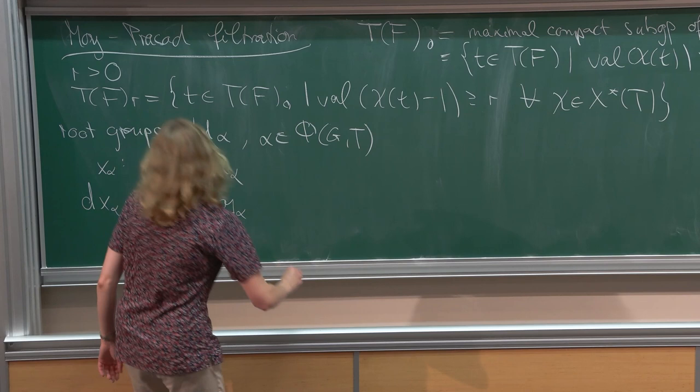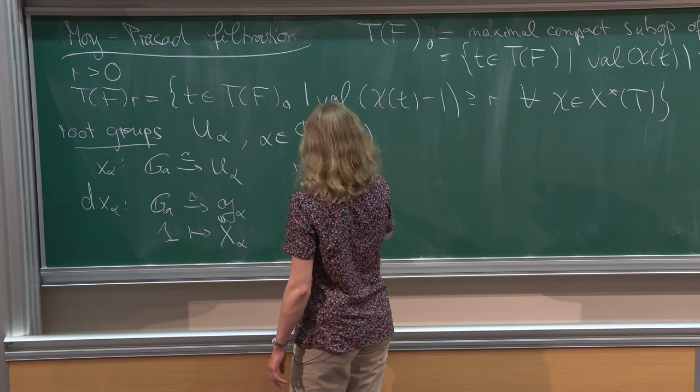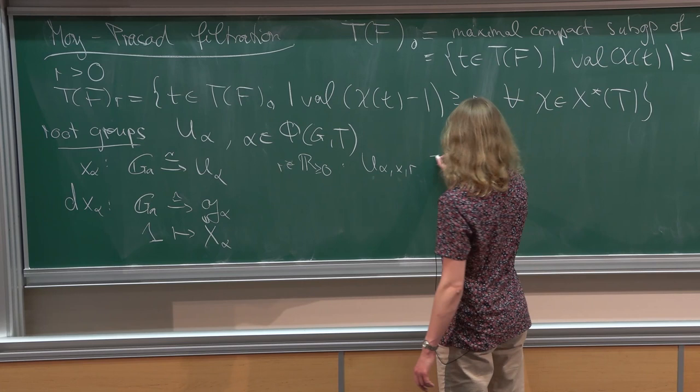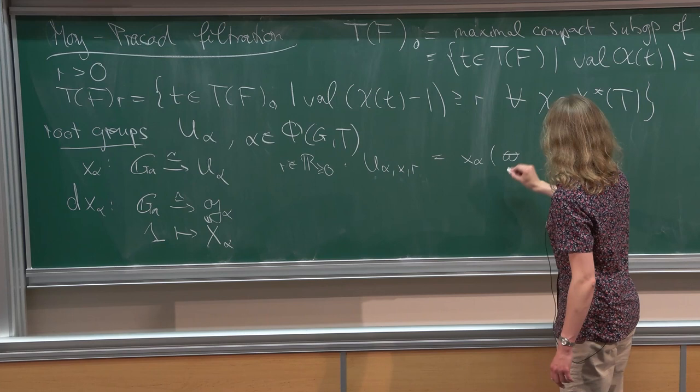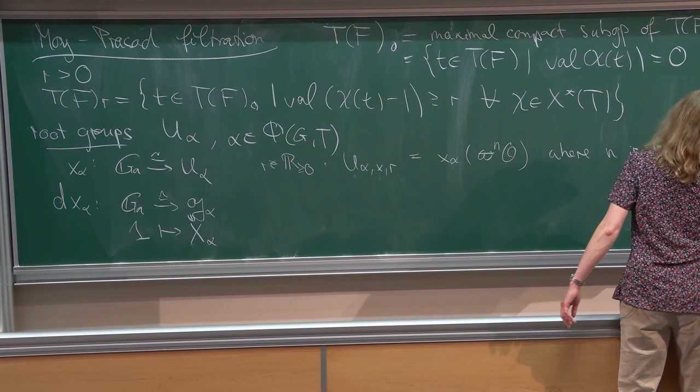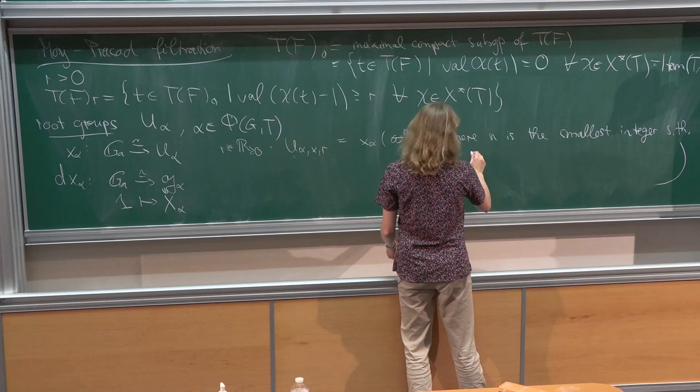And using that, we can then define, for r some real number, the filtration subgroup of the root group U alpha. The group U alpha, x, r at depth r is equal to the image under this map of a uniformizer to the n times the ring of integers, where n is the smallest integer such that we have that alpha of x plus n is greater or equal to r.